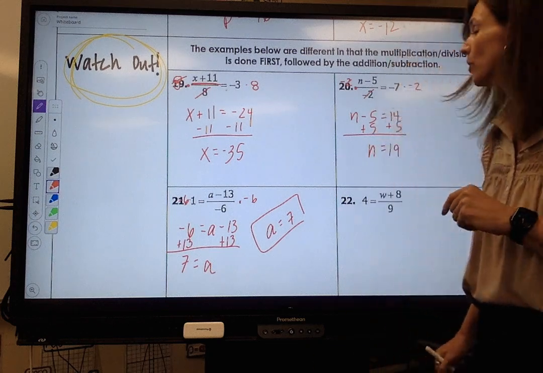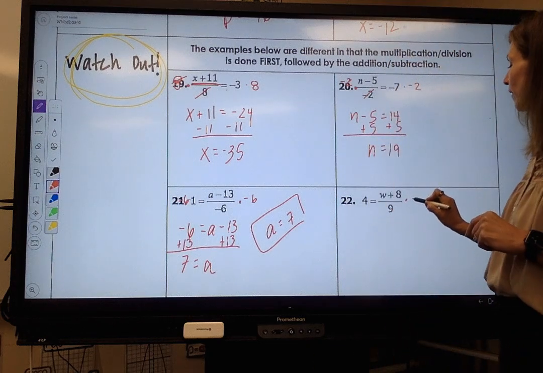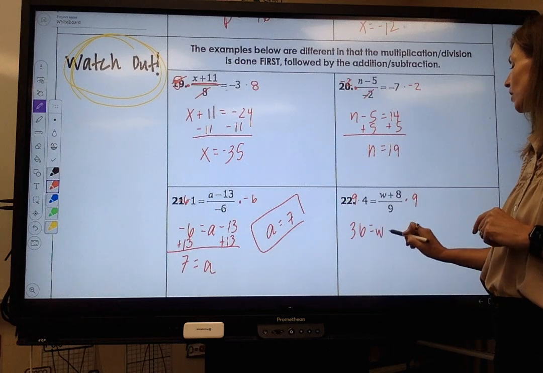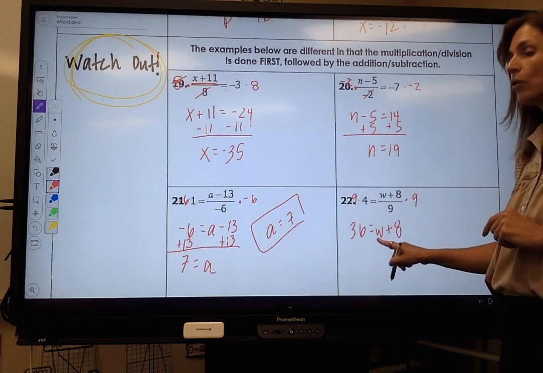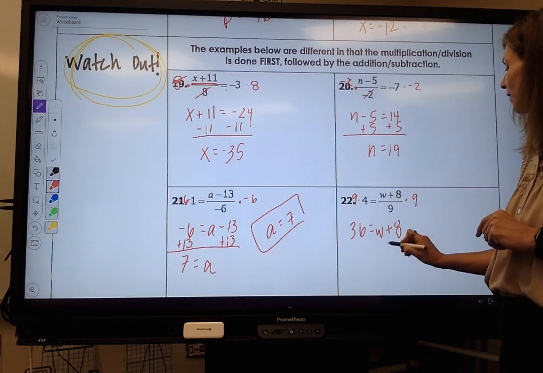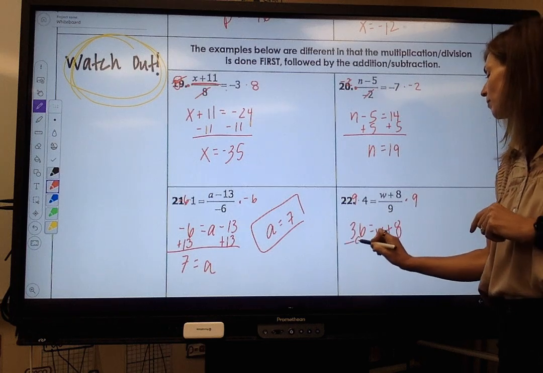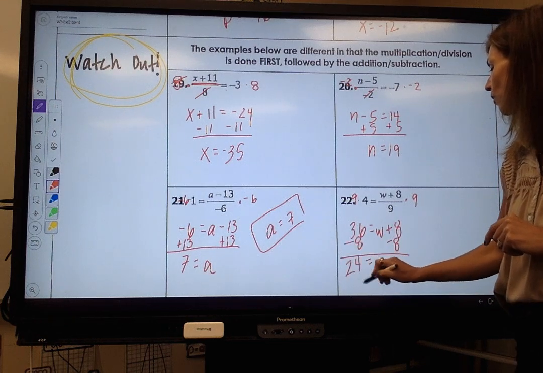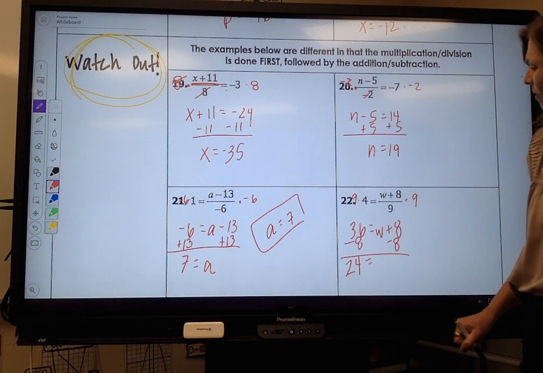All right, last one we're going to do together, number 22. Clear out that fraction first. Multiply by a 9 to get 36 equals w plus 8. Now your goal is to get w by itself. Additive inverse. You subtract 8 on both sides. So here I get 24. Is that right? And 28.